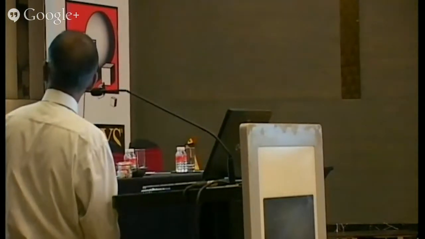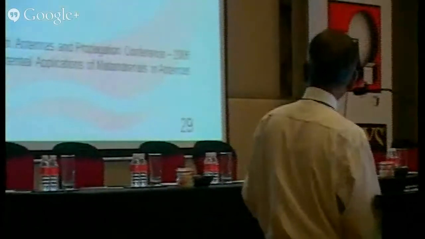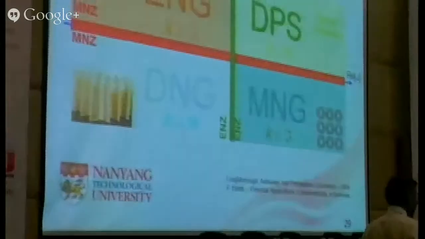I think this is the one most people use to explain metamaterials. This I just borrowed from a 2006 paper. I try to see this in the epsilon-mu plane: epsilon positive and epsilon negative, mu positive and mu negative. It's the conventional two-dimensional plot, which I think we have been using for a very long time.